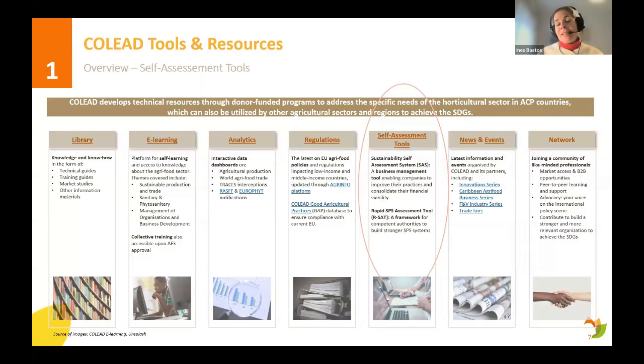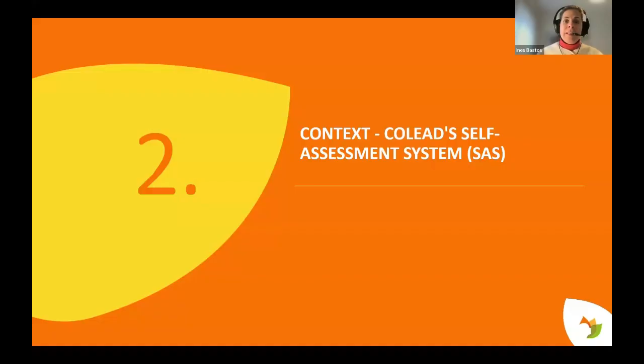And then we have the self-assessment tools, and this is where the SAS, the self-assessment system, is part of this toolset. It is focused on the private sector, on companies and cooperatives, and we also have another assessment tool linked to the competent authorities of the country, so the public sector. The focus will be on the SAS today.